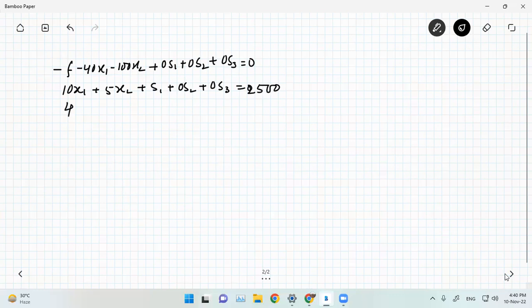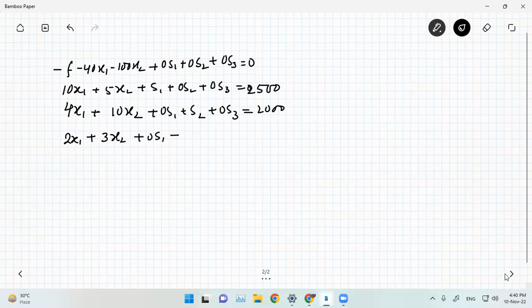Then you have 4x1 plus 10x2 plus 0s1 plus s2 plus 0s3 equal to 2000. Finally, 2x1 plus 3x2 plus 0s1 plus 0s2 plus s3 equal to 9000. So s1, s2, and s3 are the slack variables.